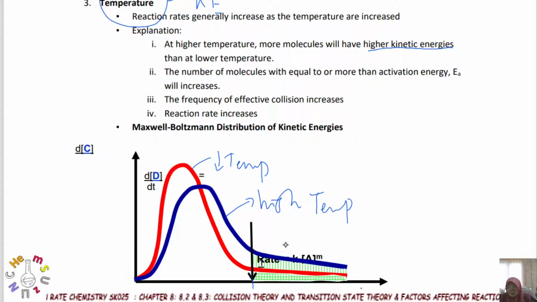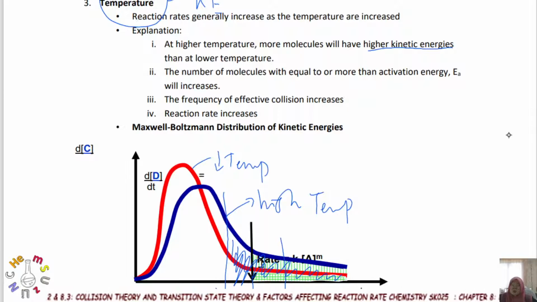Tapi bila saya turunkan EA, saya tinggikan EA, maka amount molekul yang bertindak balas yang produk ni semakin sedikit. Tapi as I lowered the EA, when I lowered the EA ni I turunkan, apa jadi? Shaded area ni, the area under the curve ni jadi semakin besar. Okey, boleh?